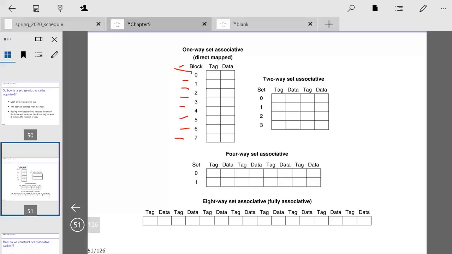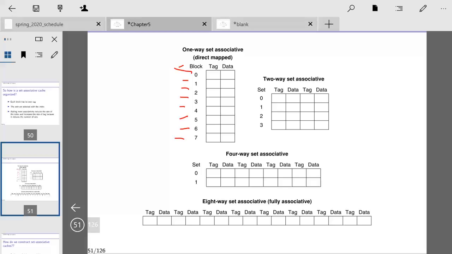Okay, and so we have an index that's 3 bits. For the two-way set associative, we have 4 sets. So we take the number of our sets and divide them in half because each set now contains 2 blocks. Okay, so we have 4 sets. And just as I said earlier, each block still has its own tag. Then we can go four-way set associative. Four-way set associative now means that each set has 4 blocks, and since our overall cache size is only 8 blocks, that leaves us 2 sets.